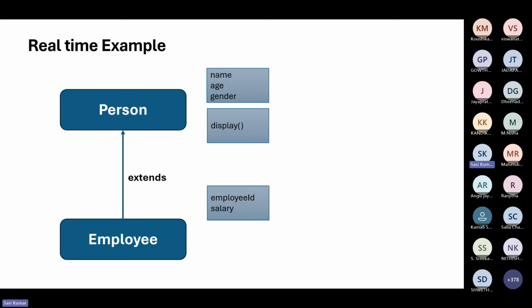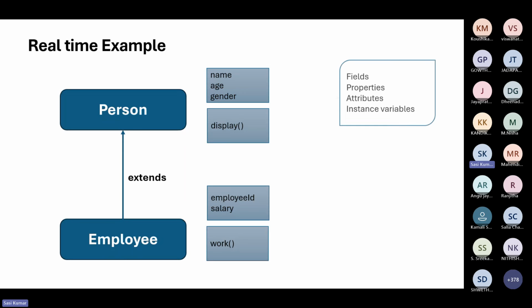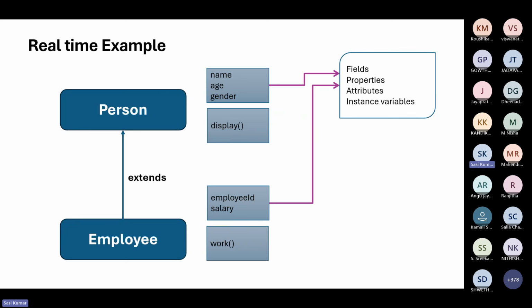Similarly, all employees will have a salary, right? And if you observe, the employee has a method called work. Now, guys, listen very carefully. We have a few properties: in the person class we have name, age, gender, and in the employee class we have employee ID and salary. These are fixed, right? All these are called fields, properties, attributes, or instance variables.